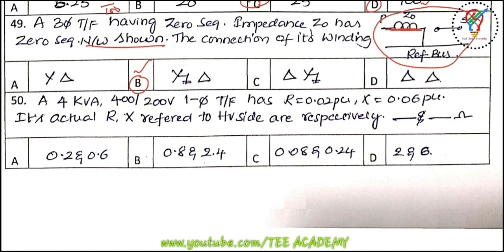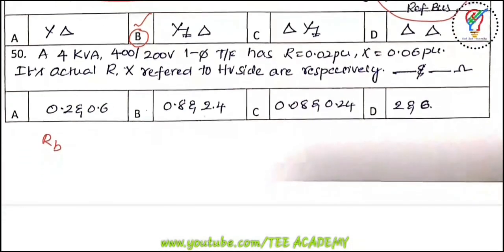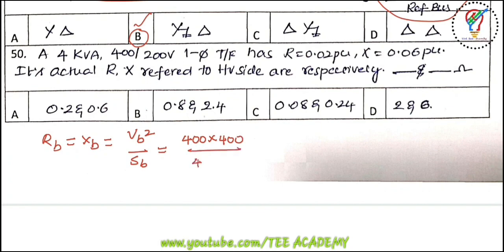Okay, so first what we will do is find the base values here. To find the base value, let me consider RB is equal to XB. Both are base values only. XB is equal to V base square divided by S base. So what is the V base square? V base is how much? Voltage base level of the HV reference side means 400 into 400 divided by S base, which is 4000. How much will you get here? It is 40. Just multiply here.